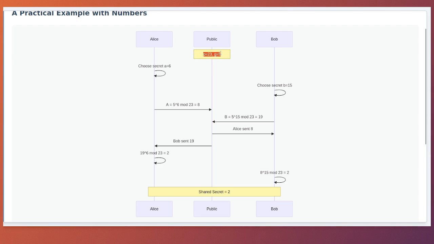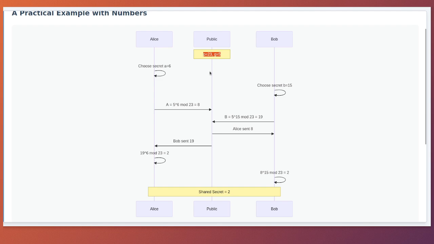Let's say they choose p equals 23, a prime number, and g equals 5, a generator. These numbers are public. Everyone can know them. Think of this as choosing the public yellow paint that both will use as a base.